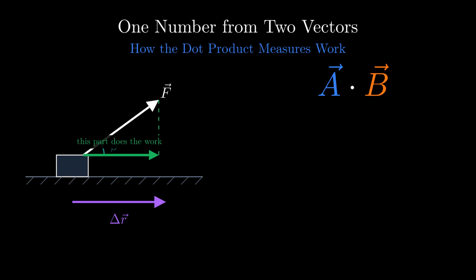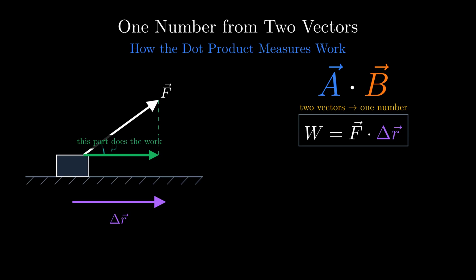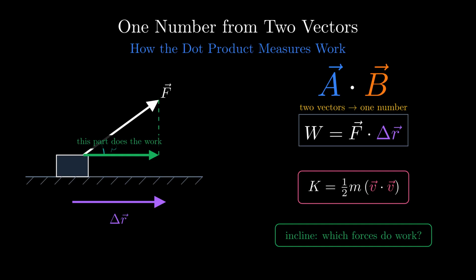It takes two vectors and returns a single number that measures how much they cooperate. In this video, we define it, compute it in components, and use it to rewrite kinetic energy and work. Then let it dissect a block sliding down a rough incline.